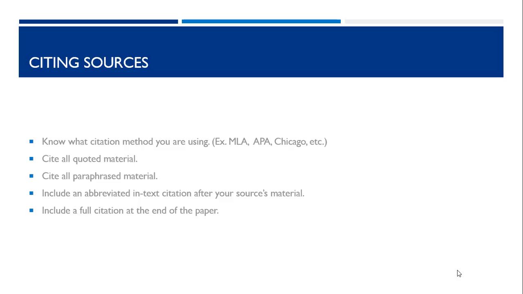Include an abbreviated in-text citation after your source's material. And this will, again, change based on whichever citation method you use. But make sure that you are following the guidelines according to whichever one you need to do. And include a full citation at the end of the paper.